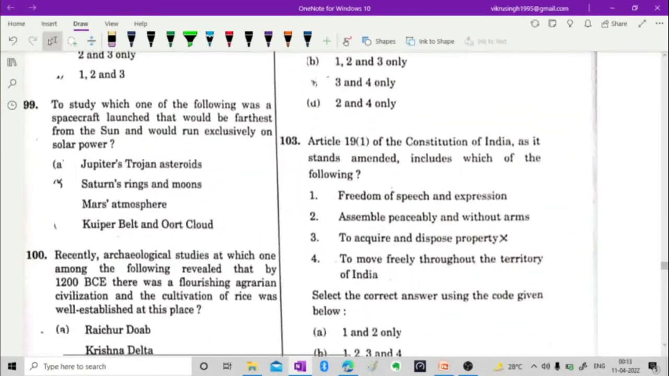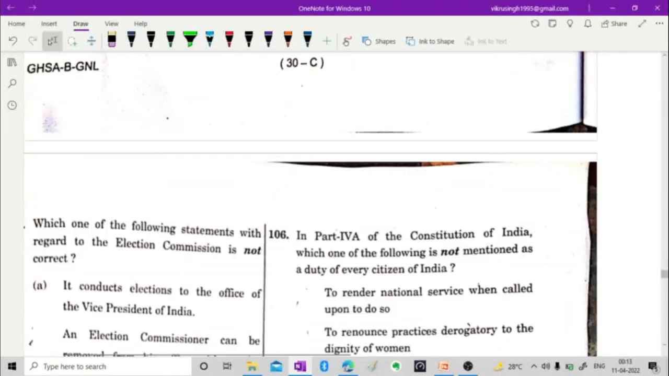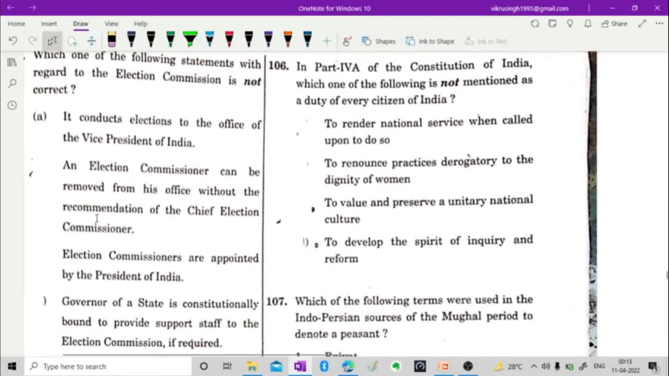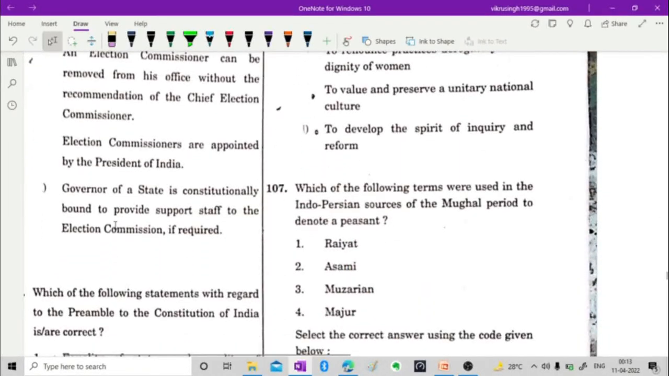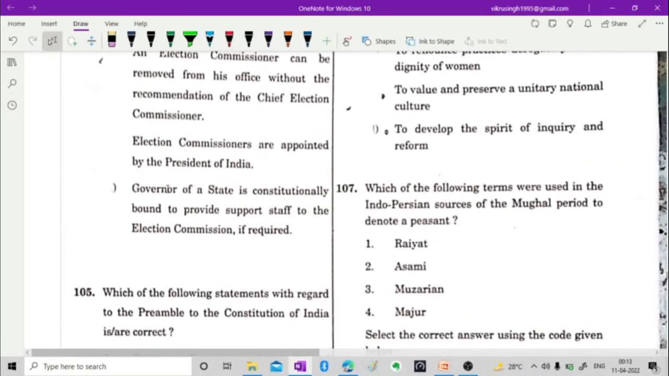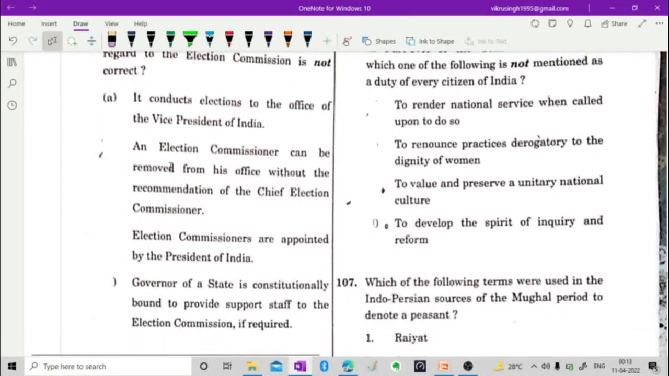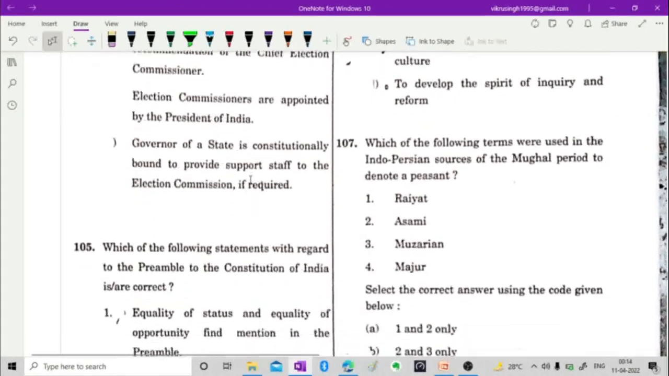so let's proceed. So question number, after this which question number was it? Question number 104, the question on Election Commission, the questions that were on Election Commission, this is the correct option. An Election Commission is not correct, this is the correct option.